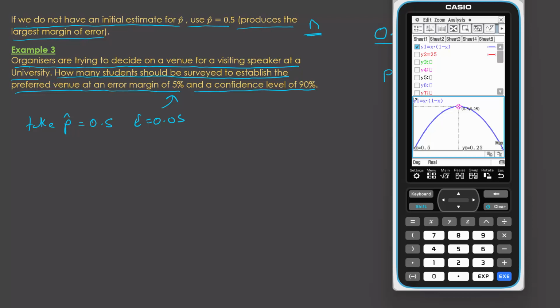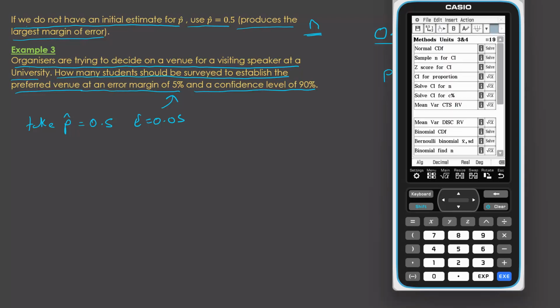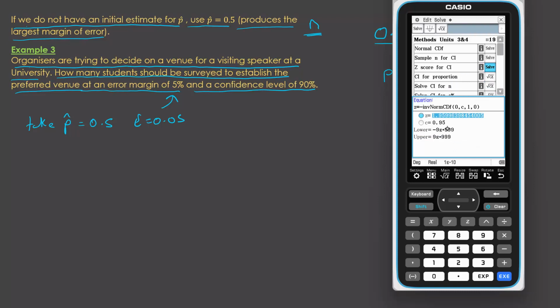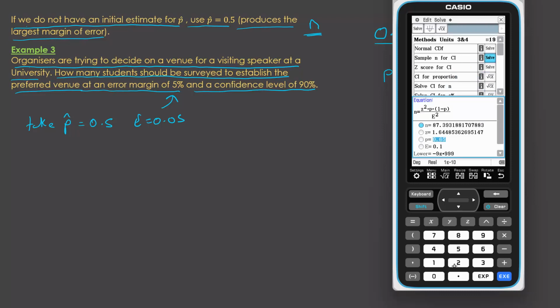So let's do this using the E activity. For the z-score for CI, we're doing a 90% confidence interval, so 0.9, and solve for Z. Then go to our sample n for confidence interval. This time our p is 0.5, our e is 0.05, our z value is in there already, and we get that n is 271.